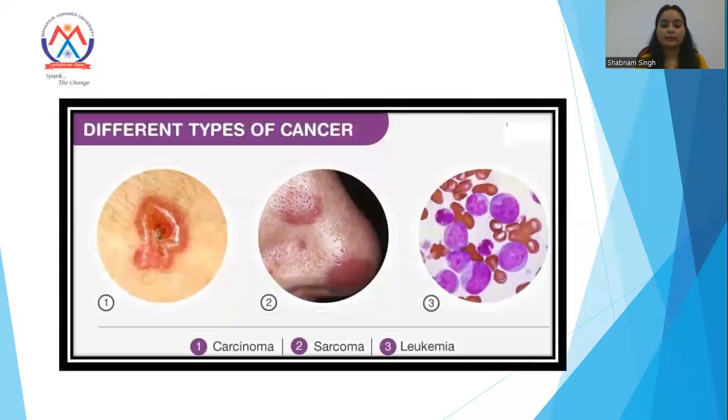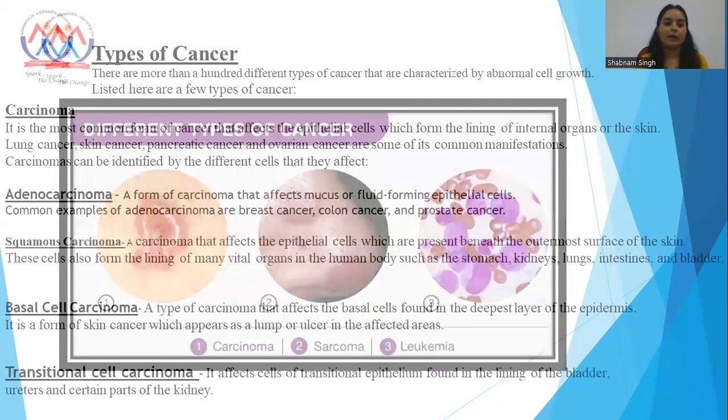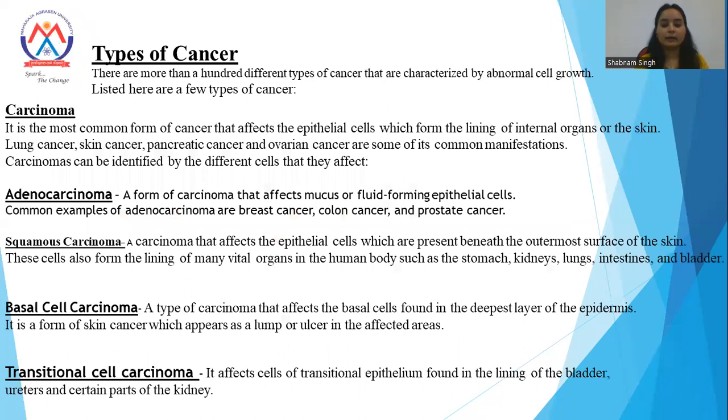So these are different types of cancer like carcinoma, sarcoma, leukemia. Through these, some microscopic pictures are there. There are more than 100 different types of cancer that are characterized by abnormal growth. So here I have some listed categories of a few types of cancer.